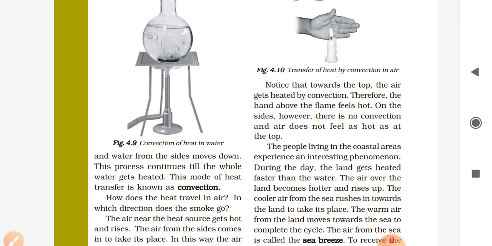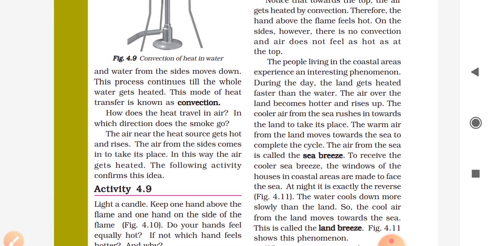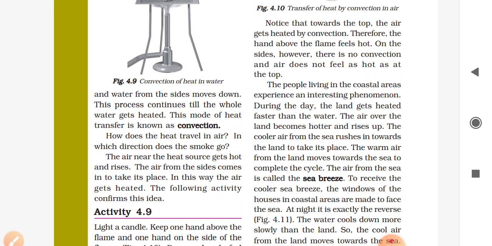Air and water pass the heat in this process. The process is known as the convection process of passing the heat. We understood conduction, we understood insulator, and we understood convection also. Now there is one more point we want to understand, that is sea breeze and land breeze. What is the sea breeze and land breeze?